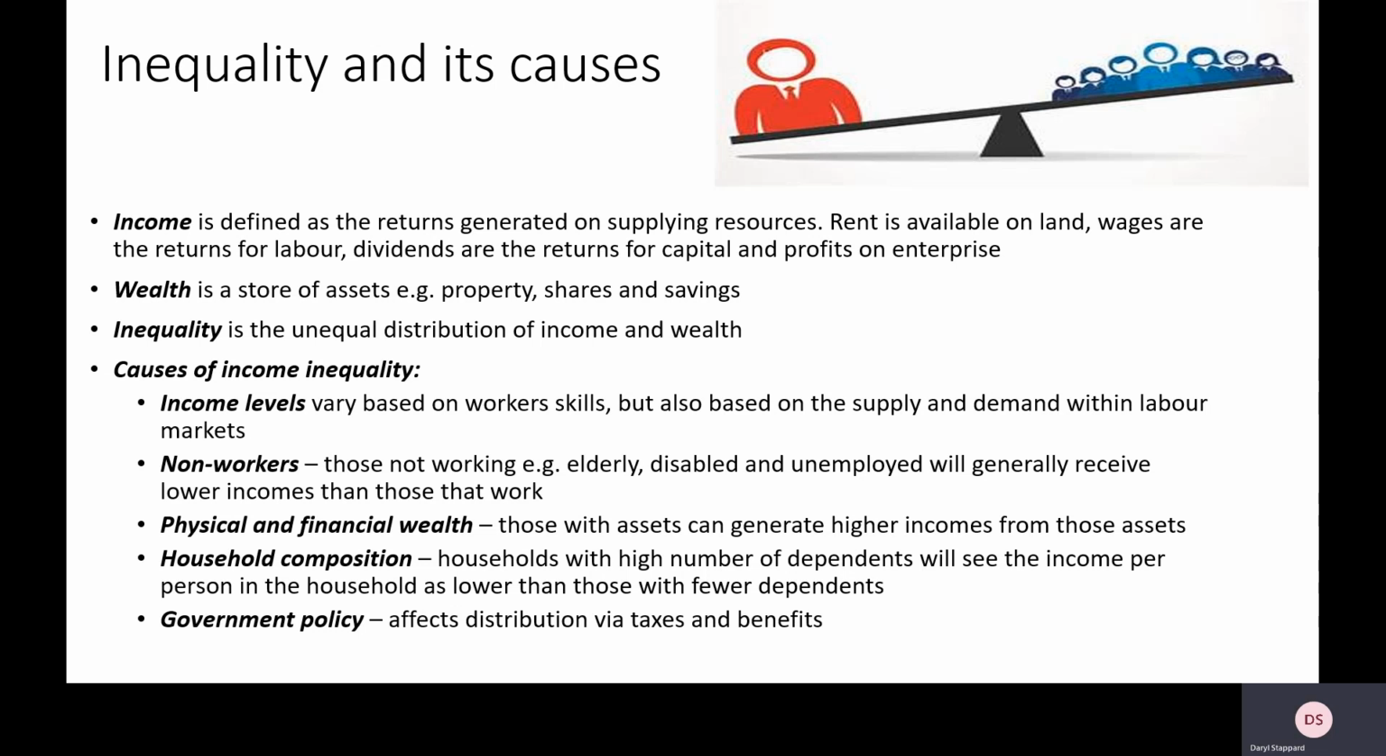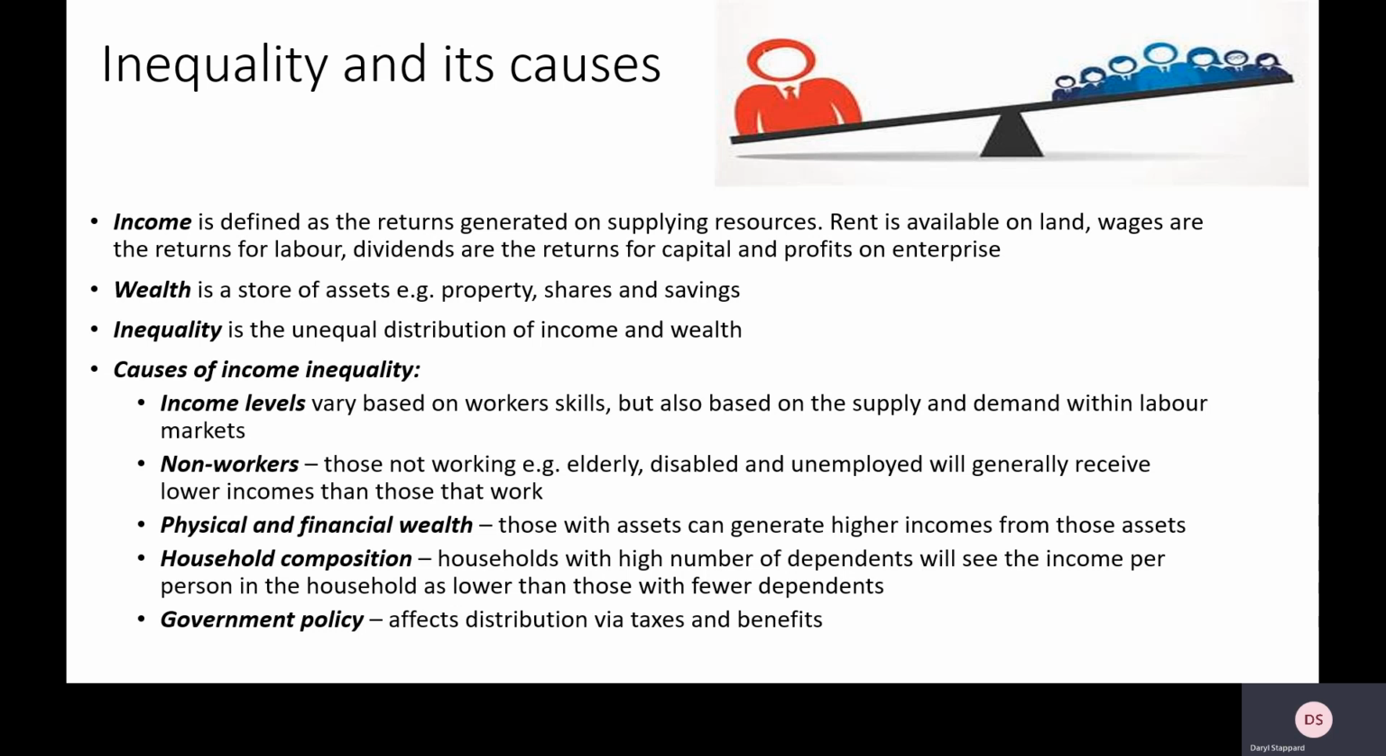Right, so income against wealth then, first of all. So income is the returns generated by people when they supply their factors of production, so their resources. So for most of us, we supply our labour, and that will enable us to generate wages. But those that own wealth, such as shares or businesses or property, they might be able to generate returns from those assets as well. So dividends on shares, profits on businesses, rent on property that might be owned. We could even stick into that category interest on savings in the bank as well.